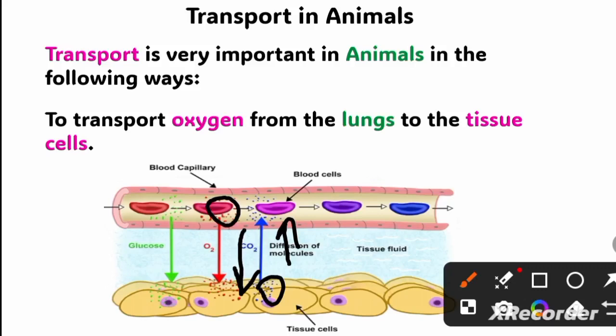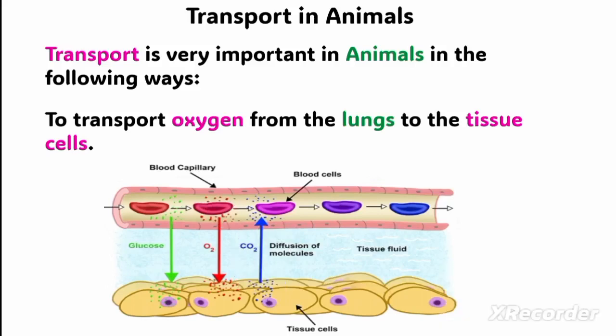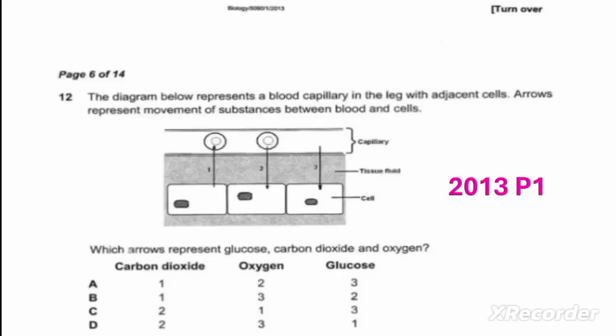To appreciate the importance of what we have learned, we are going to answer these two questions. This one is coming from 2013, paper 1, question 12. The question reads: the diagram below represents a blood capillary in the leg with the adjacent cells. Arrows represent movement of substances between blood and cells. Which arrows represent glucose, carbon dioxide, and oxygen?